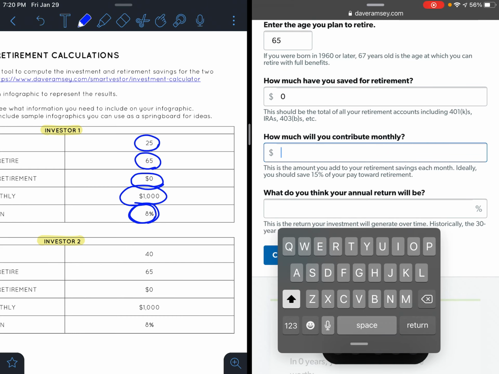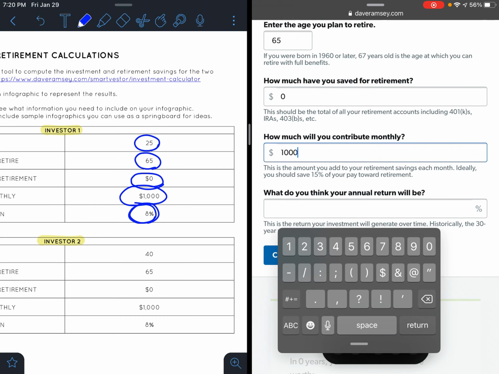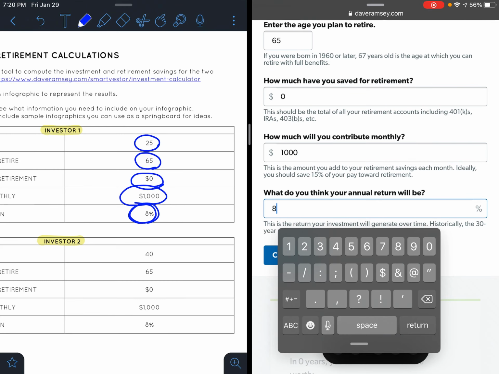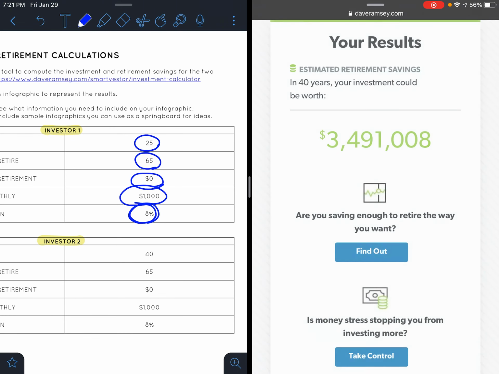How much will you contribute monthly? I'm going to add $1,000. And what do you think your annual return will be? You're actually just going to put in the number. You don't need to convert anything to decimals here. The calculator does that for you. So I'm going to hit calculate.